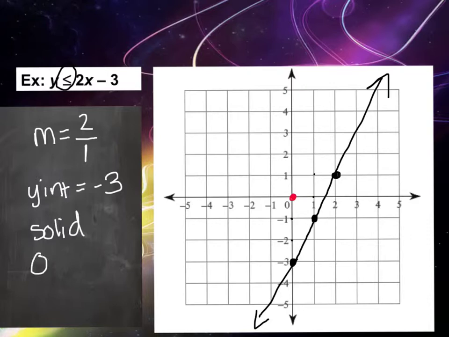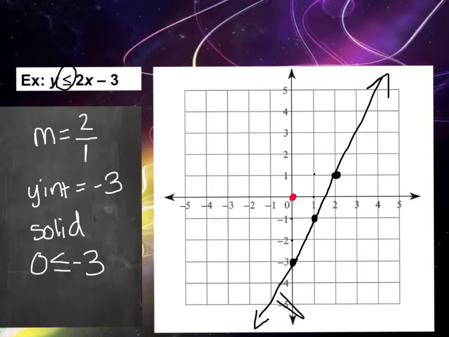So I'll put in 0. Then we have less than or equal to 2 times 0 for x. So the 2x is going to go away and I'll get negative 3. So is 0 less than or equal to negative 3? No, it isn't. Since negative 3 is farther to the negative side, 0 is not less than negative 3, which means I do not want to shade the side with the red dot.